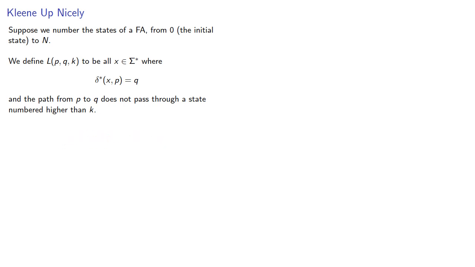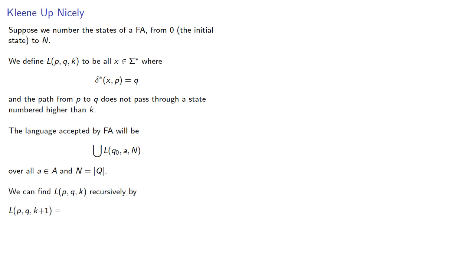The language accepted by a finite automaton will then be the union over all accepting states and all values up to the number of states. And we can find L(P,Q,K) recursively.